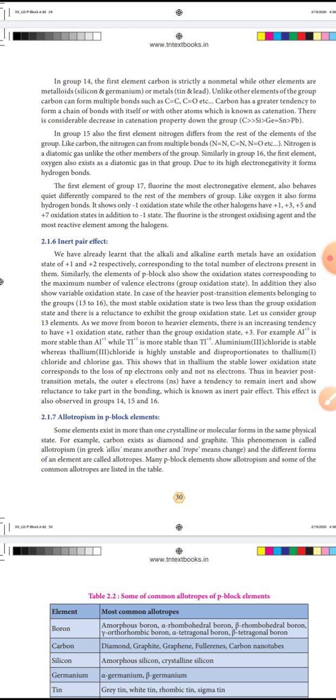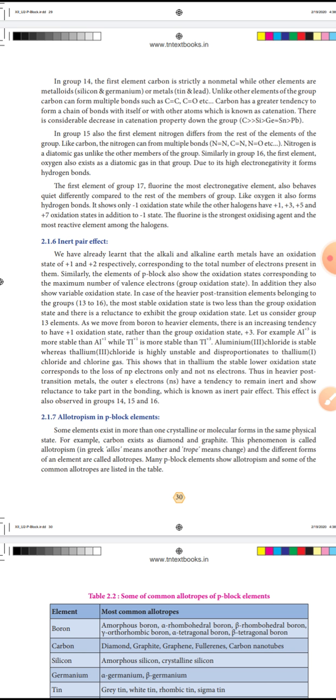There is a considerable decrease in the catenation property down the group. As we move down the group, catenation decreases. In the 15th group, the first element nitrogen is different from the other elements. Carbon and nitrogen can form multiple bonds. Nitrogen is a diatomic gas, unlike the other members of the group. Similarly, in group 16, the first element oxygen exists as a diatomic gas. Diatomic means O2 form. Due to high electronegativity, it forms hydrogen bonds.